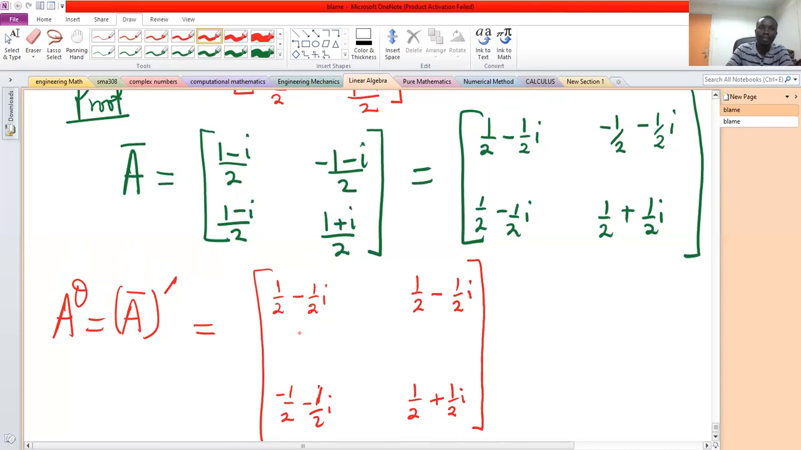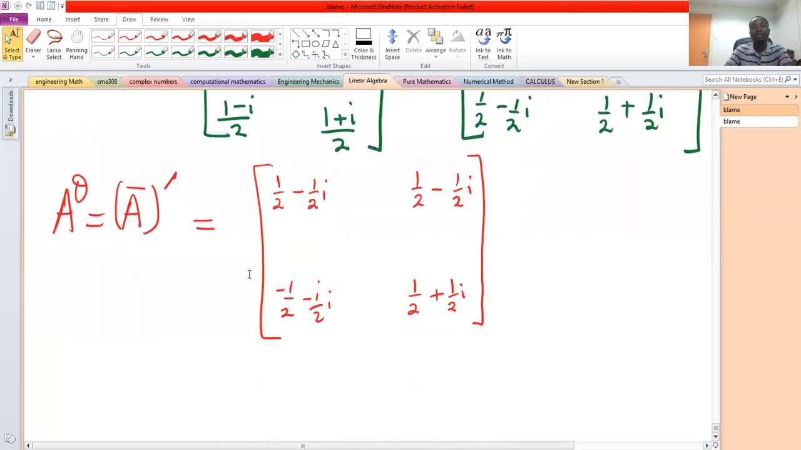So that is the theta. Now we have to show A raised power theta. We have to show that A power theta times the original matrix A gives us the identity. So let's see.